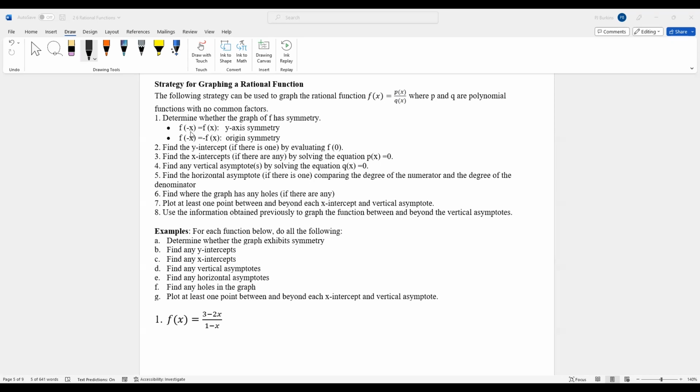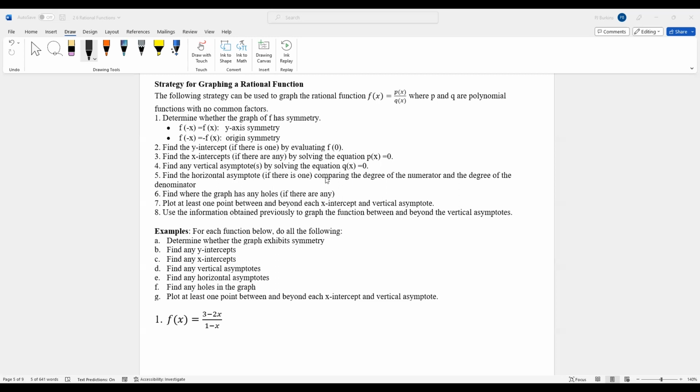Remember symmetry, we have to plug in negative x and then see if that equals the original function. And then if it doesn't, then we would test to see if it equals negative f of x. You can find the y-intercepts by plugging in 0 for x and solving the equation. You can find x-intercepts, if there are any, by solving the numerator p of x equals 0. Vertical asymptotes can be found by solving the equation that the denominator equals 0.